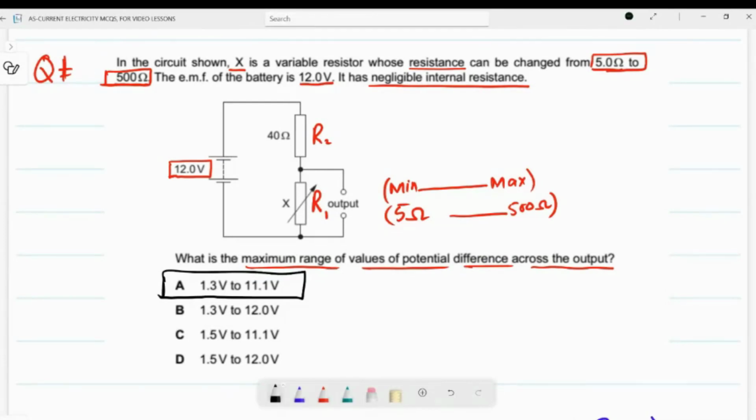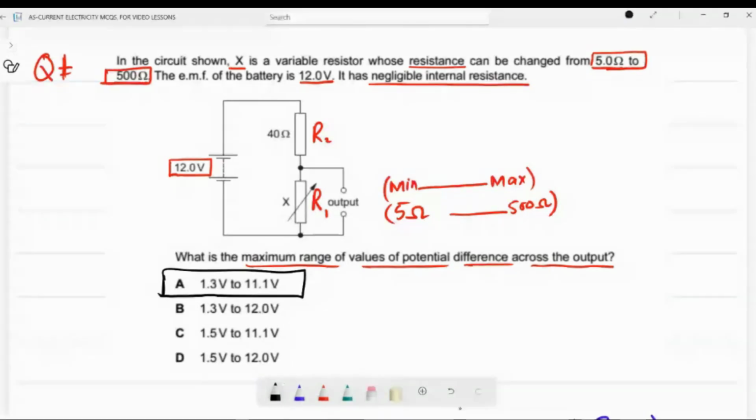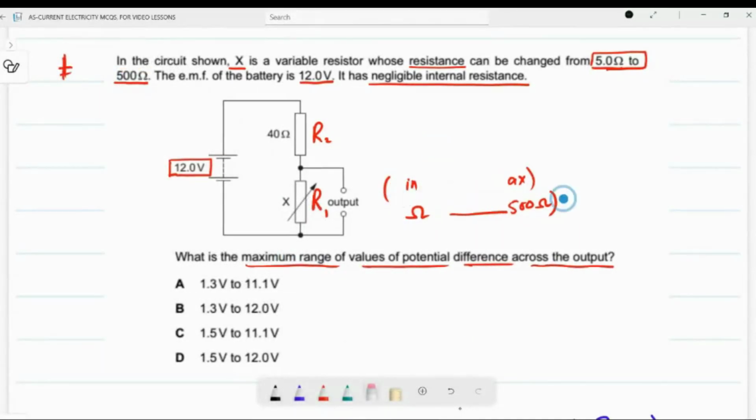As I was selecting some questions for you from the current and electricity topic, this was question number 2 that I have selected. This question is basically related to the potential divider. Let me erase this working from before, and then I will work all of that again.